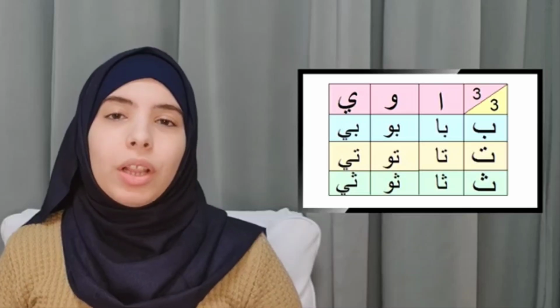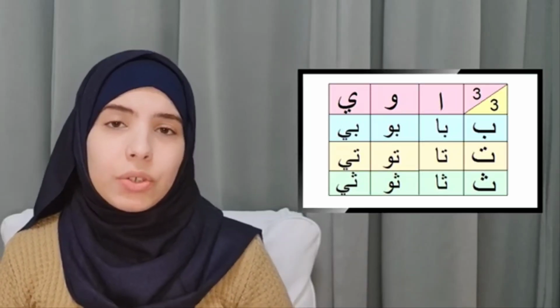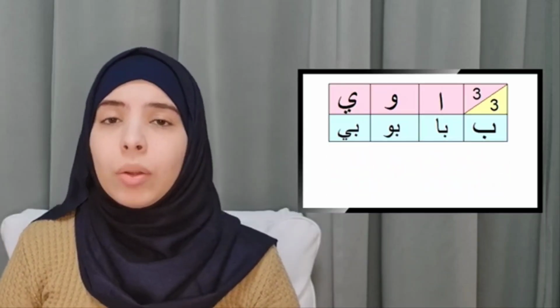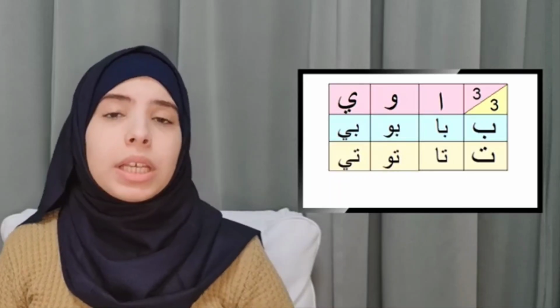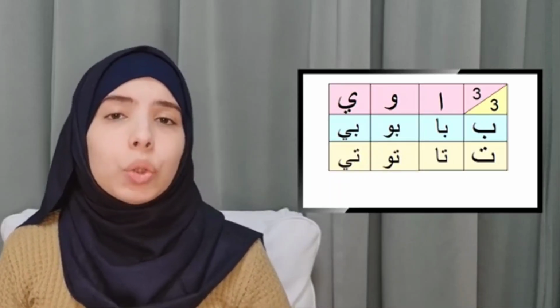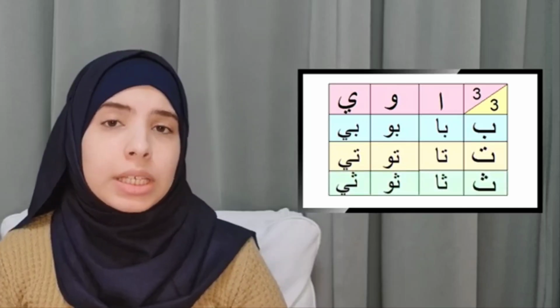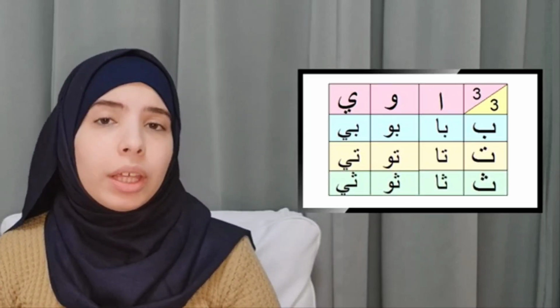Notice that all long vowels are as long as 2 vowels in English. So, ba with vowels is ba, bu, bi. Ta with vowels is ta, tu, ti. Tha with vowels is tha, thu, thi.